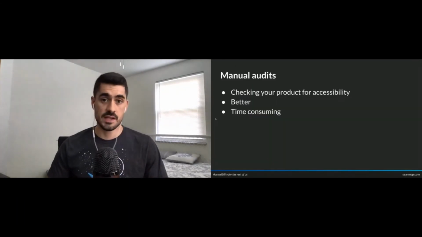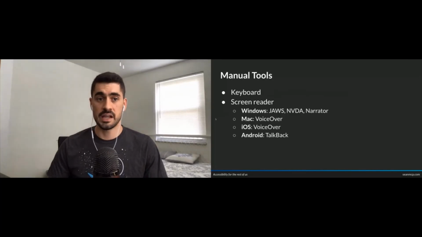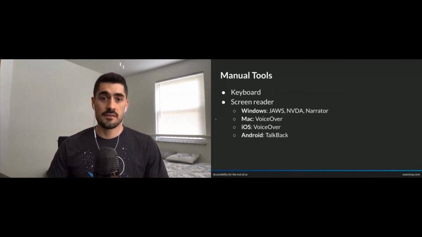And that means a person sitting down with a computer and completing the exercise. Just like all manual processes, this is better when it's done correctly, but it's very time consuming. To do manual audits, you need a keyboard and a screen reader. If you have the results from your automated tests, that can help give you a good place to start. And if all that sounds intimidating to you, take heart. There are resources online to help.